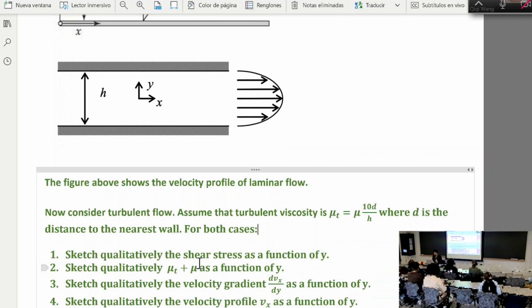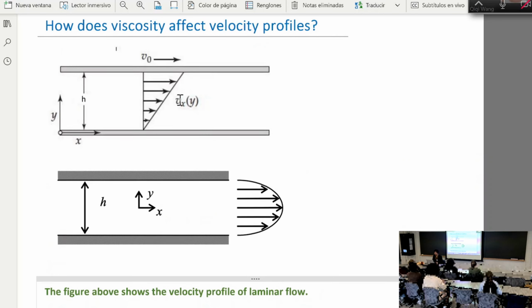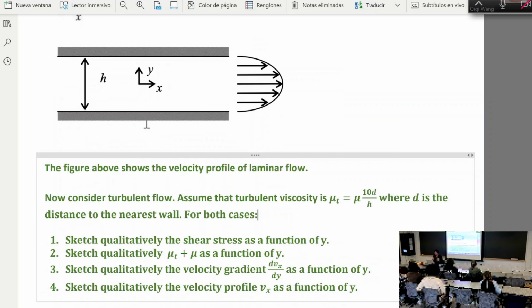And then, because we know the shear stress is the product of the total viscosity with the velocity gradient, you should be able to sketch the velocity gradient as a function of y. And finally, you know the velocity gradient, and you also know the boundary conditions, which is the velocity on the top wall and at the bottom wall. So you should be able to sketch the velocity profile as a function of y. So let's get started, and I hope you can do it yourself this time.